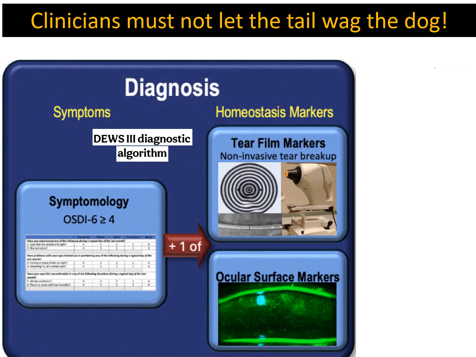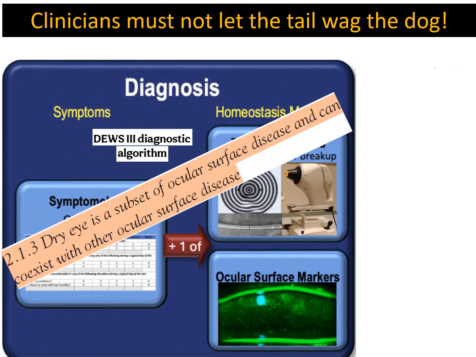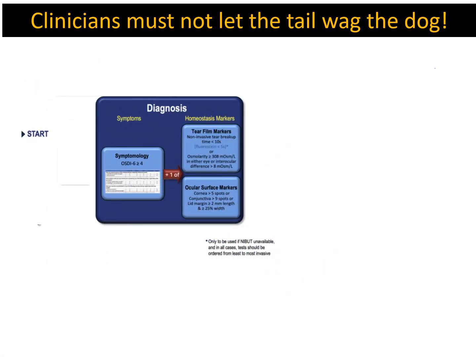And step 3, usually involving dyes, is assess ocular surface damage. At this point, according to Dews, dry eye has officially been diagnosed. Yet Dews state categorically dry eye is simply a subset of ocular surface disease, meaning this very targeted outcome is buried within a complex clinical jigsaw. So let me reveal the entire Dews flow diagram.